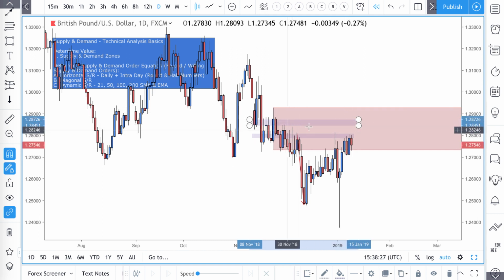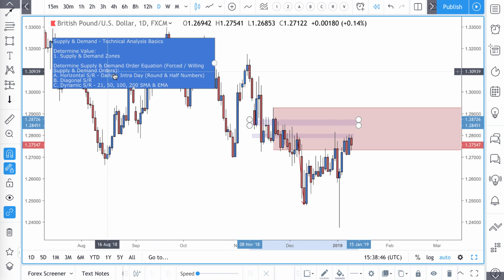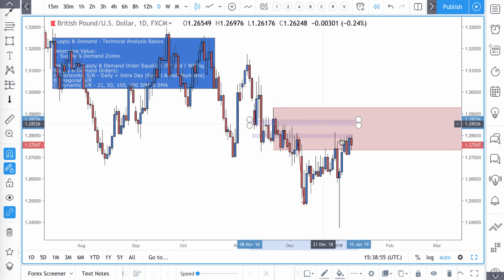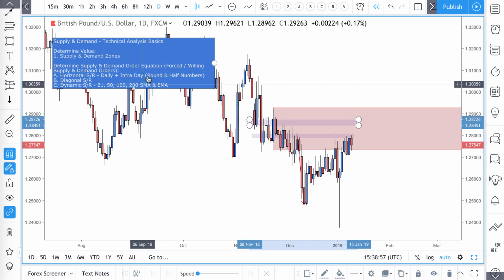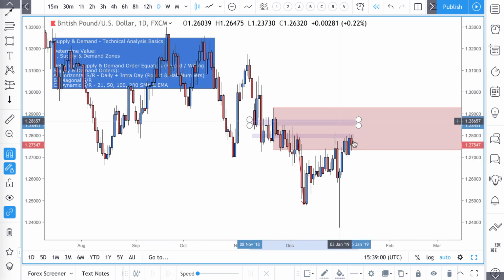So zoom down into your intraday time frame chart, or the zone. Just plot on the daily and zoom down into your intraday time frame, look for areas of support and resistance within that area, and then look to get long or short. Apply the supply and demand order equation, dynamic, horizontal, and diagonal support and resistance to those areas as well, if you do get any of those in conjunction with value.